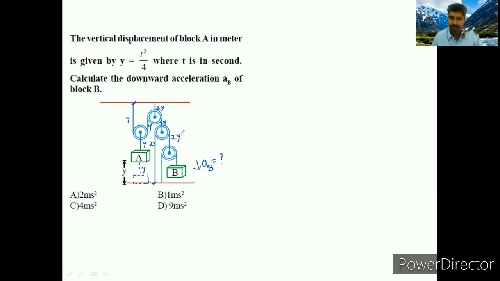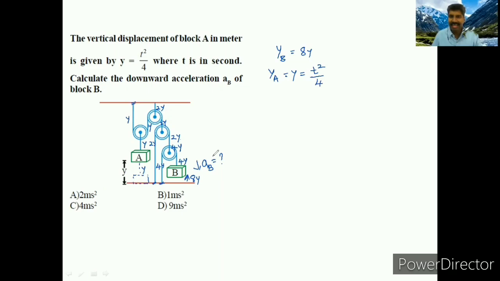Now this 2Y plus 2Y, 4Y will come this side, means it will move in the upward direction. So upward means here it will take 4Y. This 4Y also will come from this side, 4Y, another side also 4Y. It is a fixed position, means total 4Y plus 4Y, 8Y will come from block B. So the displacement of block B is equal to 8Y, but the displacement of block A is only Y. That value they gave, t square by 4.